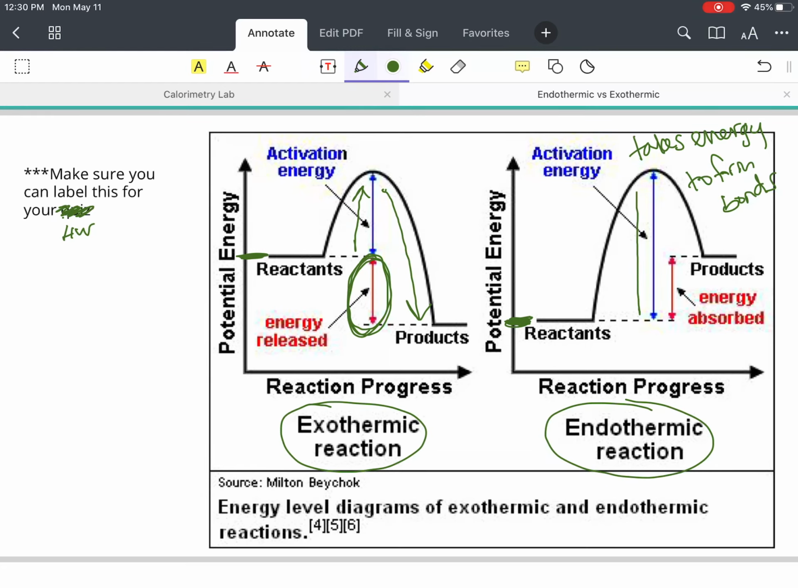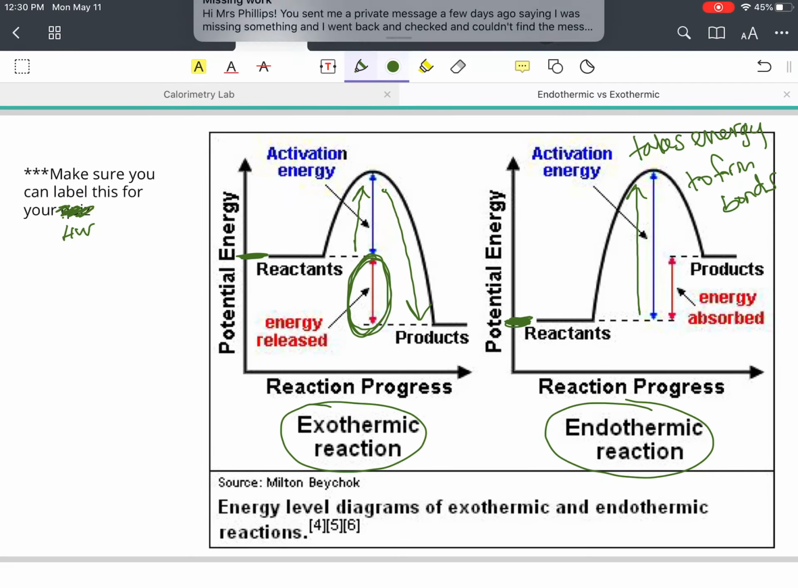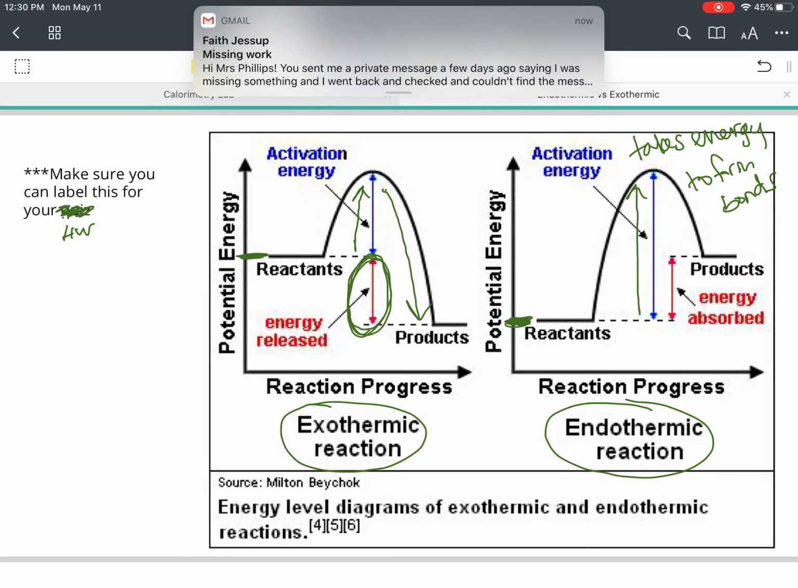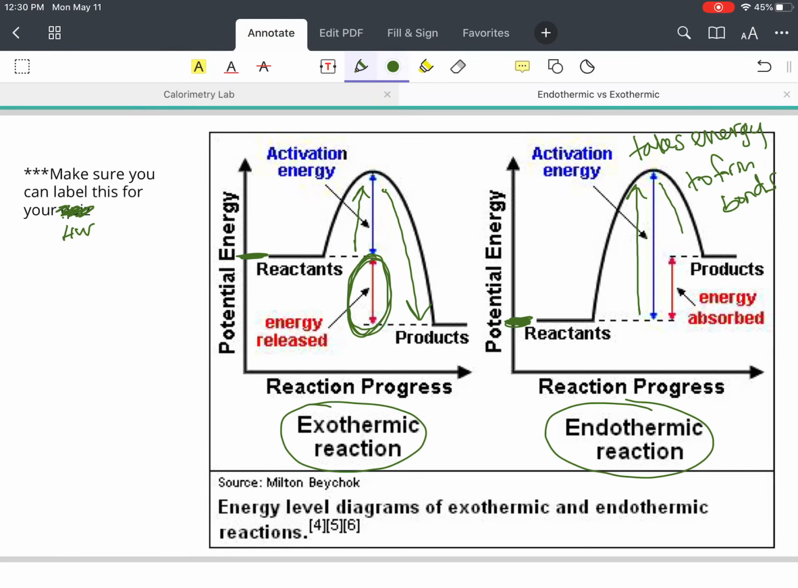Okay, so you can see the activation energy is much higher because not only does it need energy to break those initial bonds, but it actually needs energy to form the new bonds. If it isn't given enough energy, then the reaction won't actually even take place. Okay, it might start, but it's not going to actually complete the full reaction because it runs out of energy. And then you can see that it still gives off a little bit of energy here.